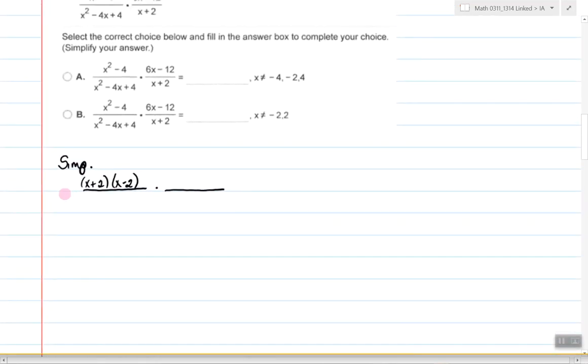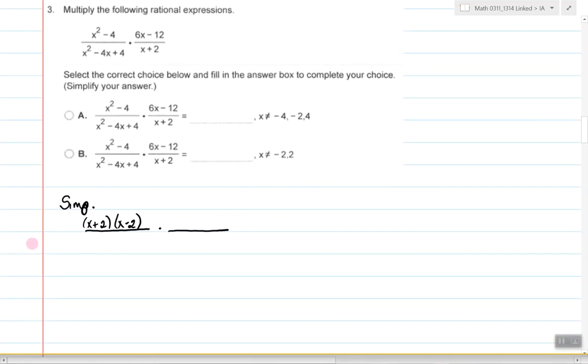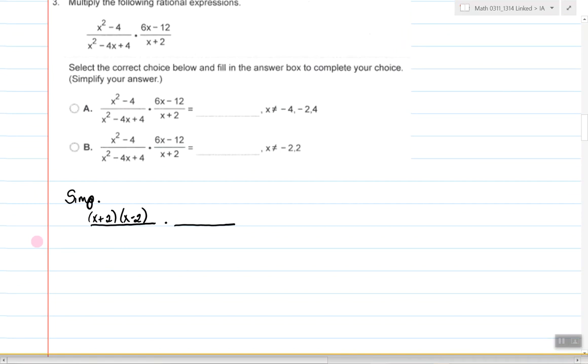All right, I had a little technical trouble, and I am just continuing this video. You can see that on number 3, IA13, I have factored the first numerator. Now I'm going to factor the first denominator.